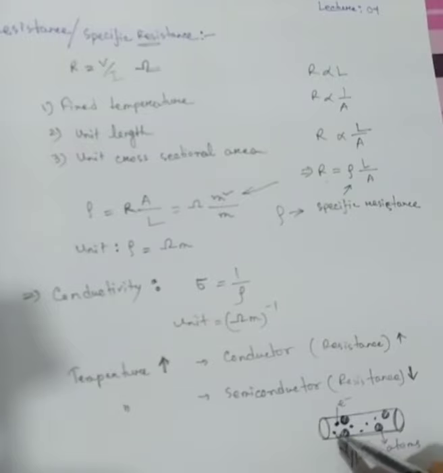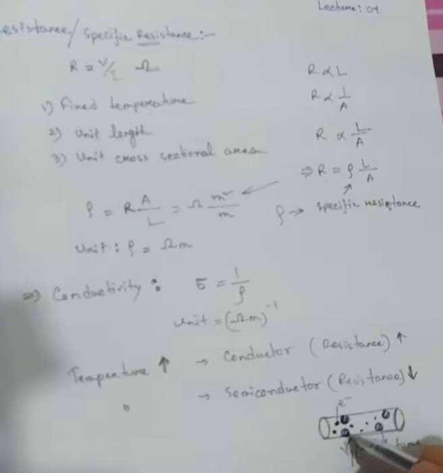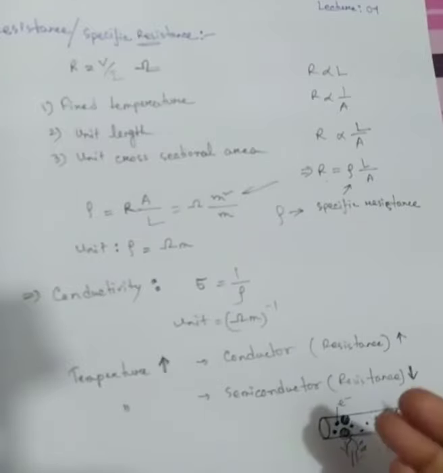So due to their movement, the free electrons and atoms of that conductor will have more collisions. At the higher temperature, the collisions will be more. Collision means electrons will collide with these atoms, and that means they will have a blockage, a hindrance in moving. So this hindrance is called resistance.